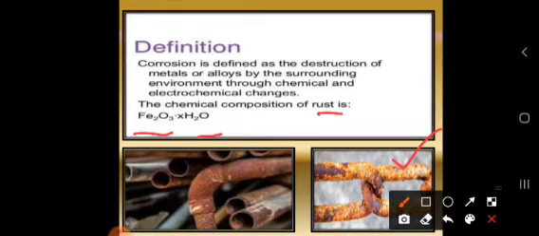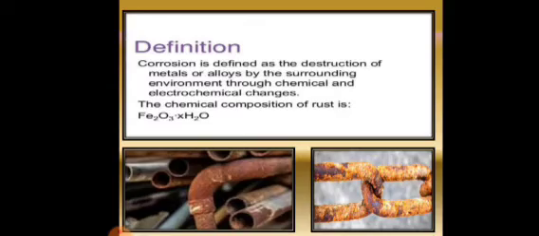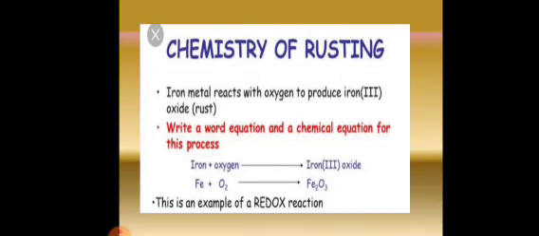So how is it possible? Metal is rusted by the environment in the presence of moisture. Moisture is nothing but the water itself. That's why the chemical composition of rust is Fe2O3.H2O. So this is our example of corrosion. Now let's take the next concept, how the chemistry of rusting takes place.